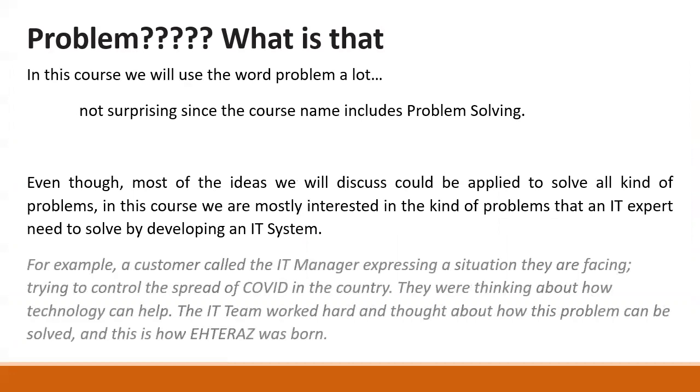Okay, so here's our example. Customer called the IT manager, expressing a situation they had faced, trying to control the spread of COVID. They were thinking, so how is IT going to help us do that, right? They were thinking about technology that can help. The IT team worked hard, thought about the problem, and they gave us an app, which has a lot of different modules in it. I think you must always be in some kind of Bluetooth contact, right? So it must be turned on, and it must be Bluetooth.